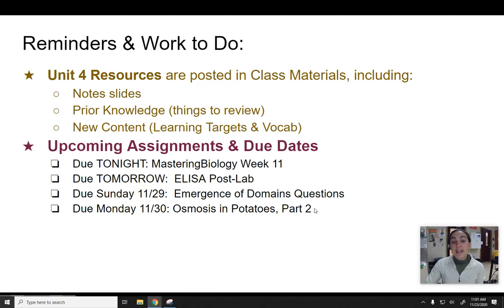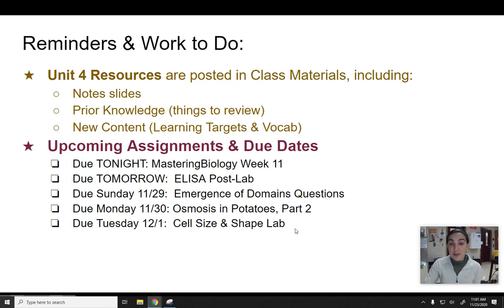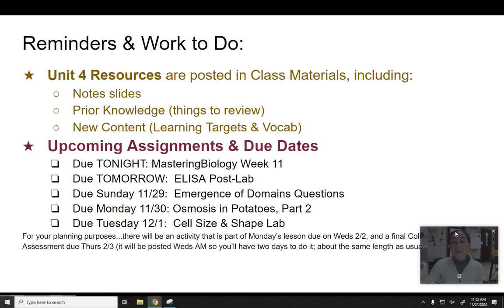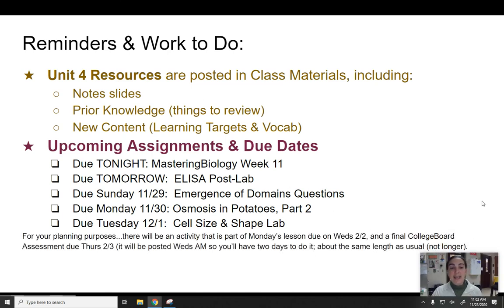For part 2 of the osmosis and potato lab, you're going to go back to that now and look a little more closely now that we've talked a little more about osmosis and water potential. You're going to use some of those concepts to dig a little deeper into the data from that lab. So that assignment has been posted and that one will be due by Monday night. And by next Tuesday night, you need to finish up the cell size and shape lab that you did yesterday. Again, these are all topics that we're going to continue talking about into next week, but that's the order that they'll be due.